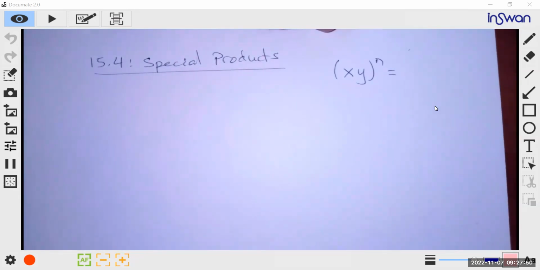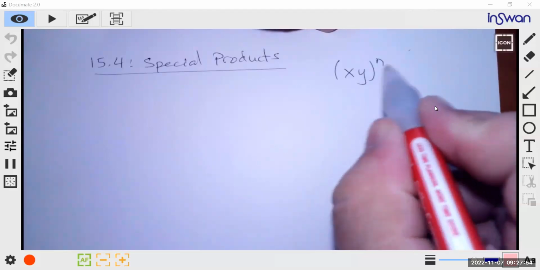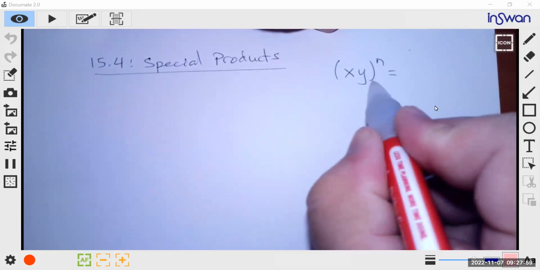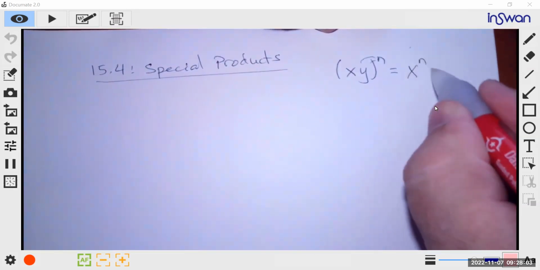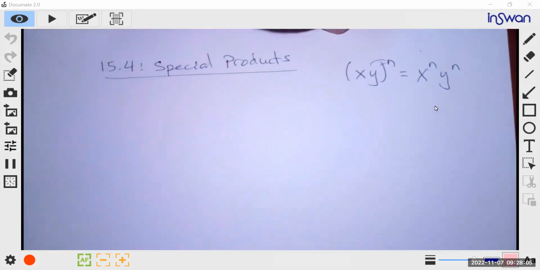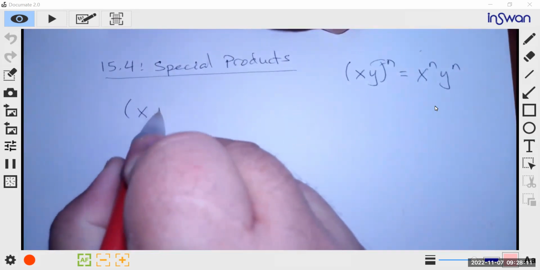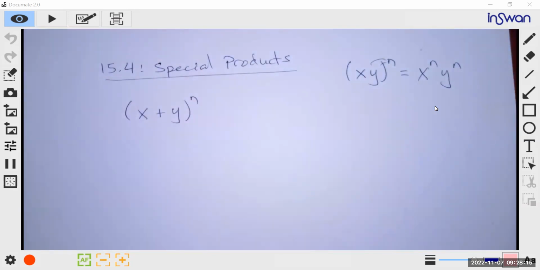Earlier, we learned if you have a term inside a polynomial, inside a parentheses raised to a power, and there's no plus or minus here, you can distribute. Things change once you put a plus or minus between the letters inside the parentheses.